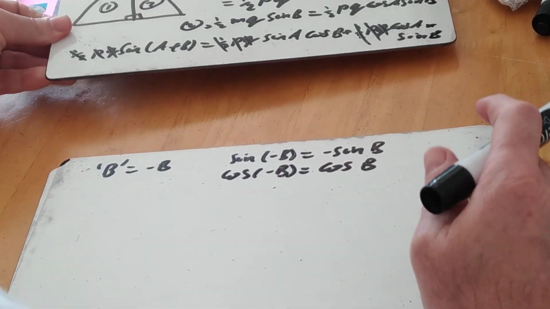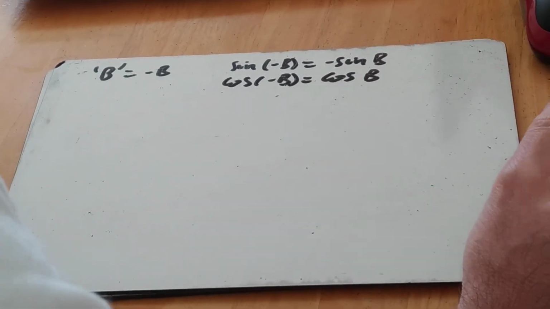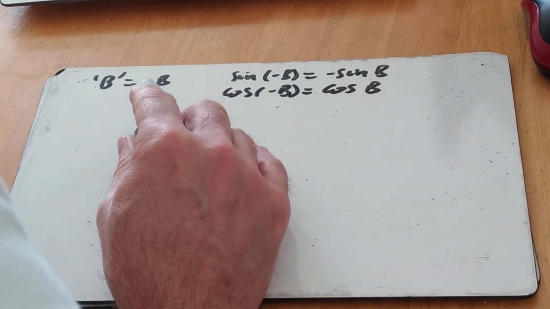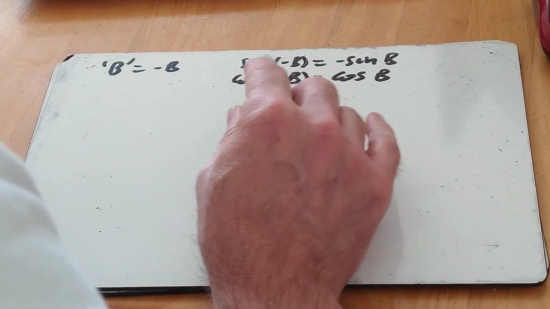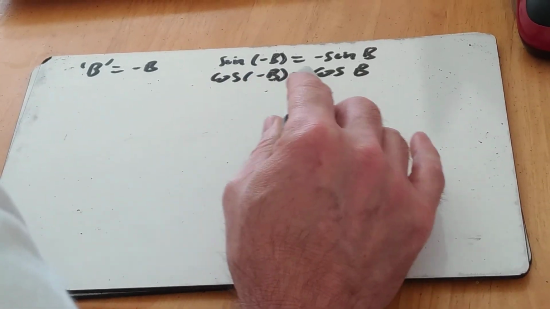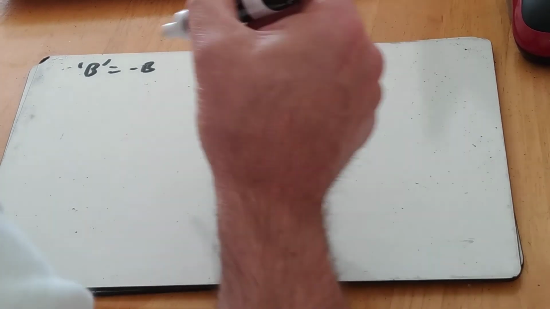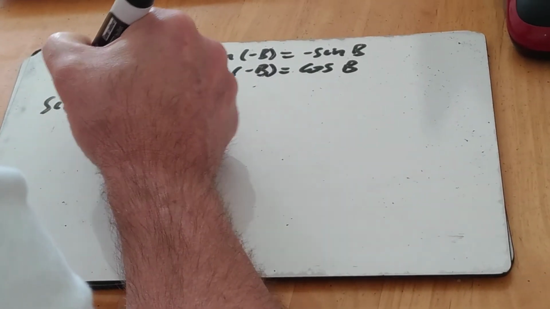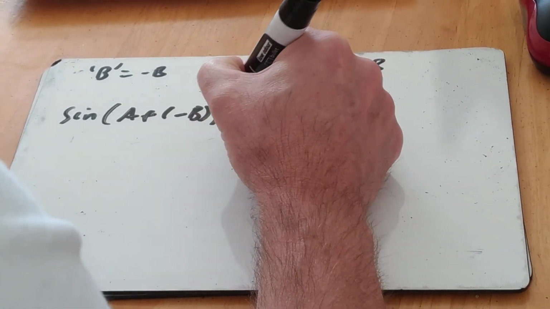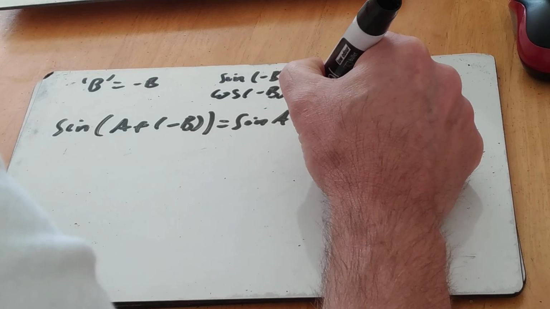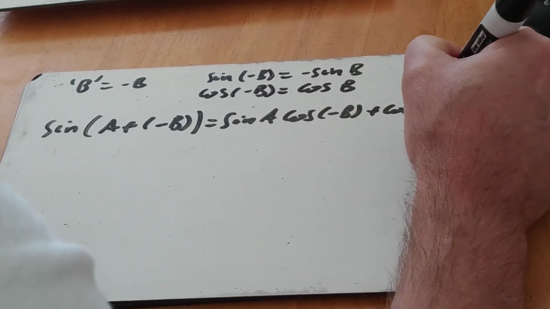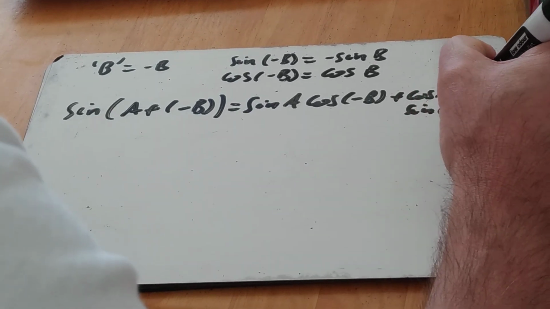So let's bear in mind, where b is in my original one, I'm going to replace it with minus b. And let's recap that sine of minus b, because it's an odd function, equals minus sine b. And cos of minus b is no different. It's still the same as cos b. So I end up with sine of A plus minus b equals sine A cos minus b plus cos A times sine minus b.